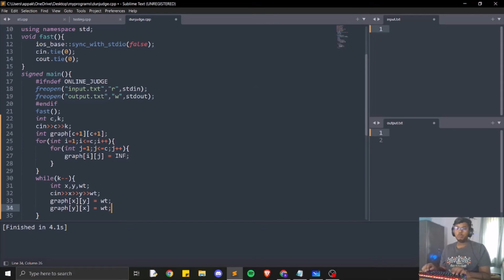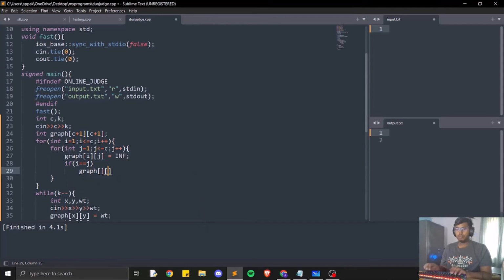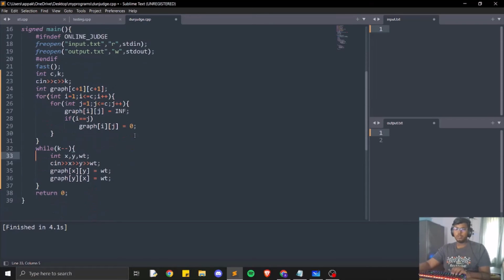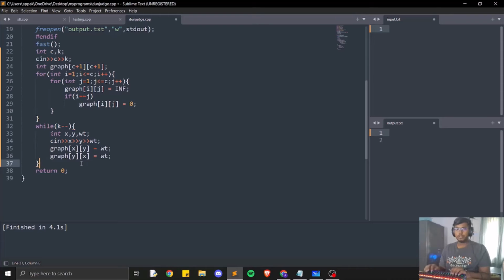We can also do one more addition here: when i equals j, then the graph of ij will become 0, because the cost between two same nodes is always 0. So we'll write if i is equal to j, then graph of ij is equal to 0. So here we have the basic input code.